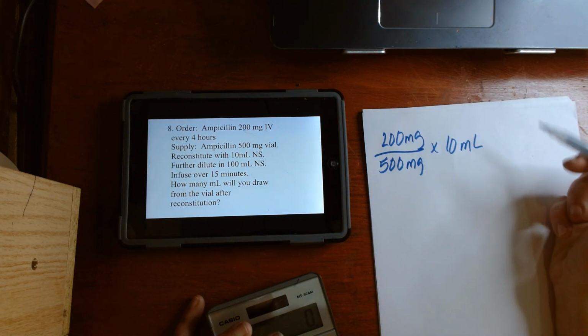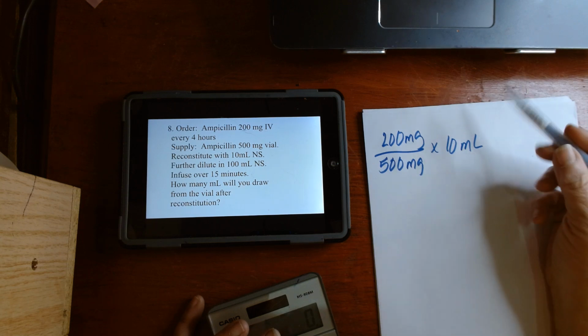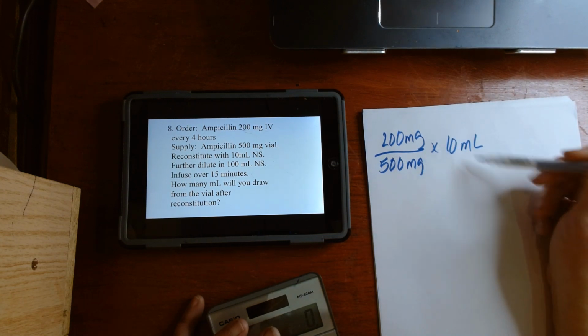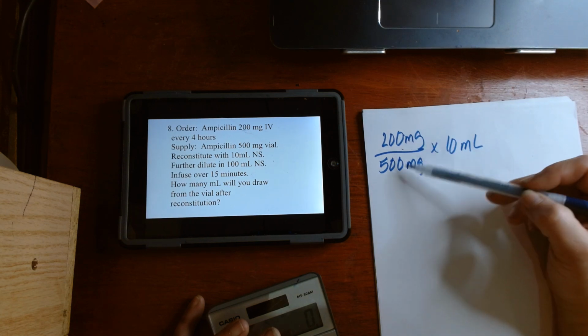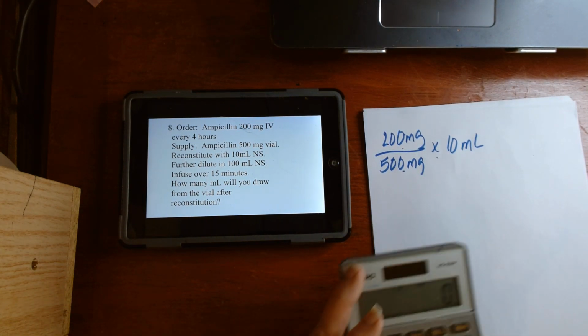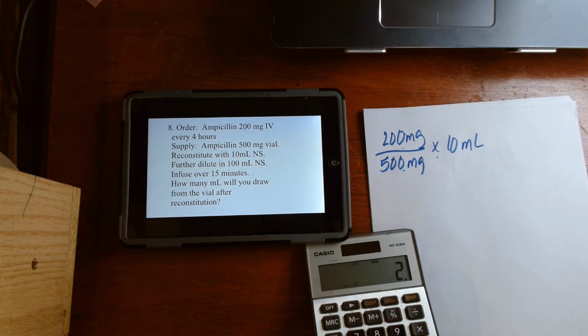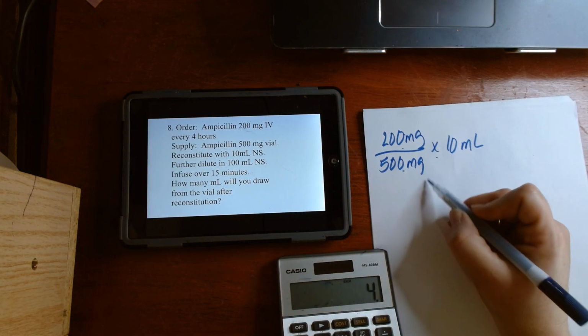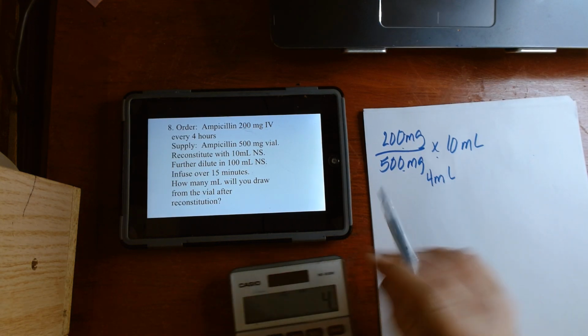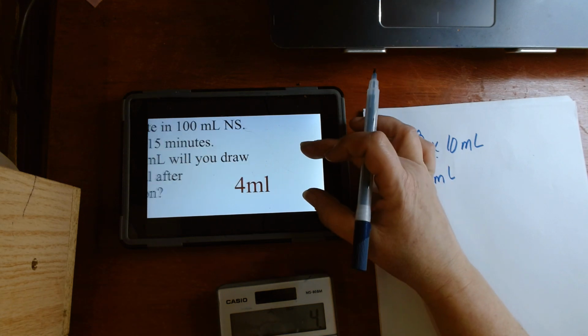If she wants to see your work, tell her, put your glasses on, Ethel, take a gander. That's my work right there. And we're going to go this divided by that times that. 200 divided by 500 times 10. We're going to draw 4 milliliters out of that vial. Look, yeah we are.